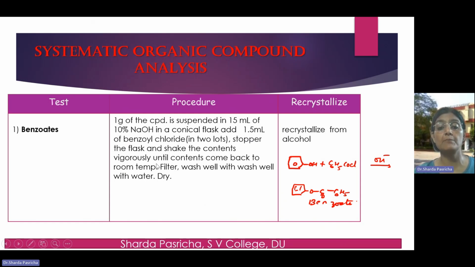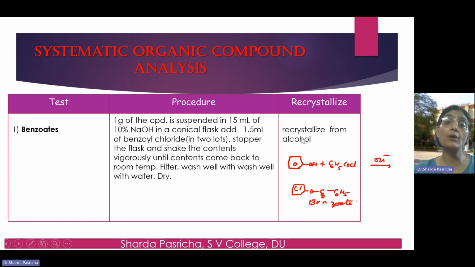When they come back to room temperature, transfer your contents to a beaker containing about 50 ml water. Filter the contents, wash well with water, dry, and recrystallize from alcohol, and take the melting point of the recrystallized sample.